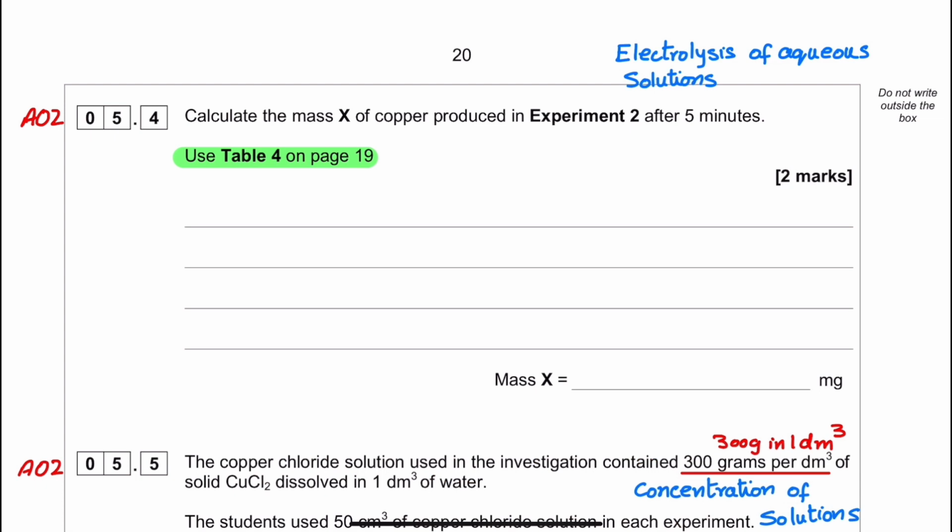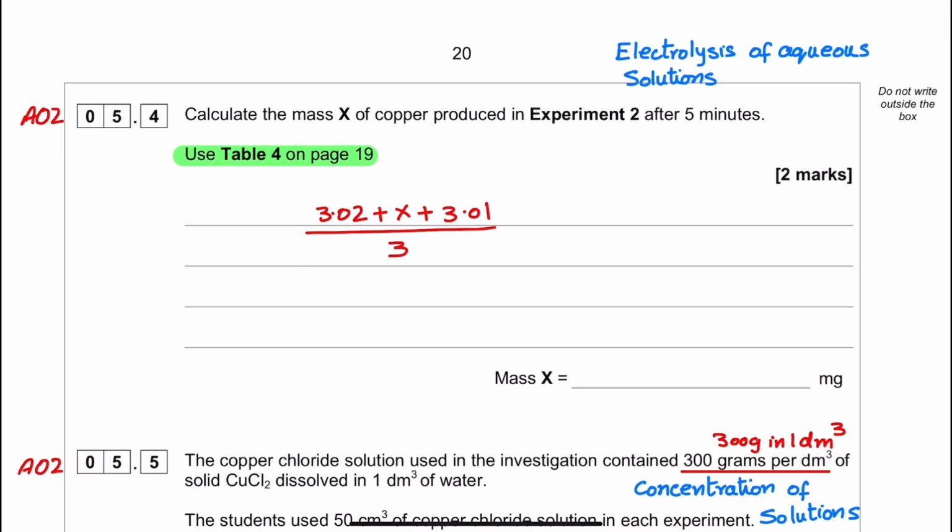The mean formula is the sum of all values: 3.02 plus x plus 3.01, divided by the number of values. There are three values here: experiment number 1, experiment number 2 and experiment number 3. So it is 3, and the mean value is 3.06.